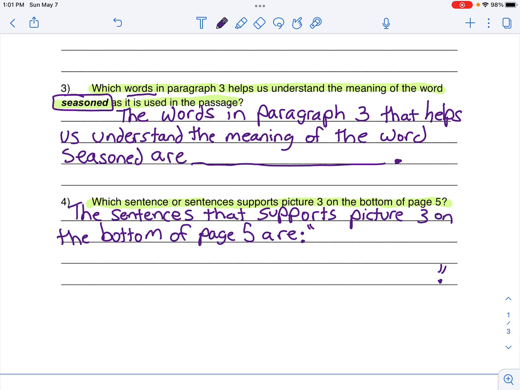So which sentence or sentences supports the picture number 3 on the bottom of page 5? What's going on in picture 3? That's right, so you have to find the words in the paragraph that talk about that. And that's what you're using for question number 4. Great job. Go ahead and proofread all of your responses and make sure that you started your sentences with capital letters and ended with the correct punctuation. When you've done all that, pat yourself on the back. You did a great job.